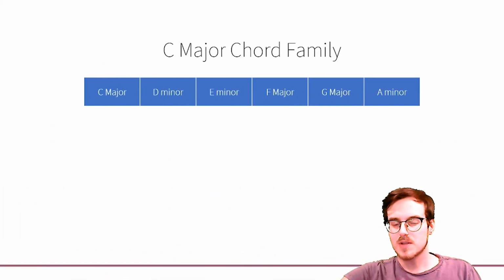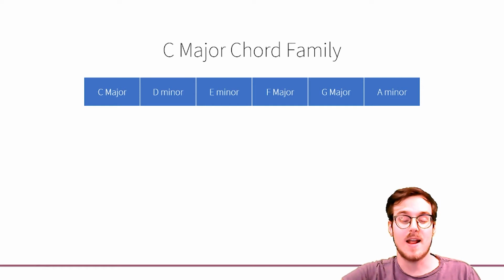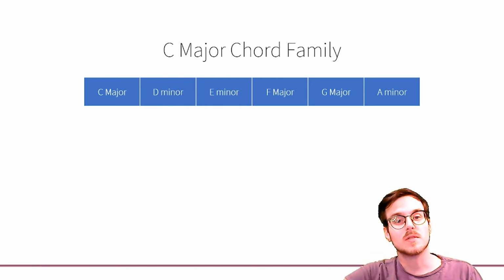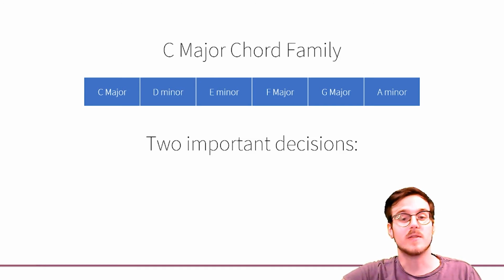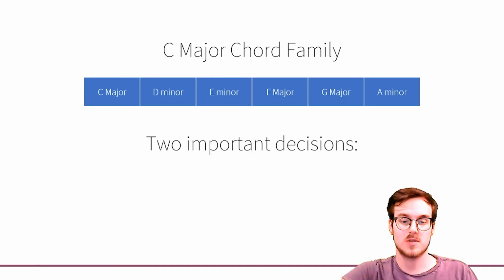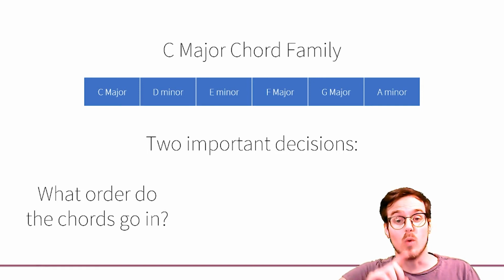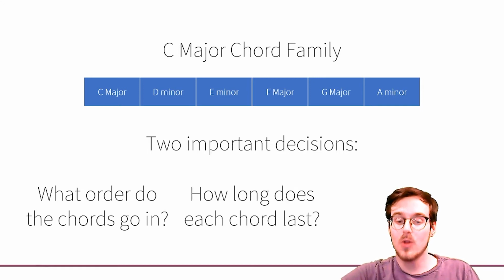So here is our C major chord family written out. C major, D minor, E minor, F major, G major, A minor. We're going to use these as our basic 6 chords for writing chord progressions. Choosing from this basic 6, we have 2 really important decisions. We're going to figure out what order to put the chords in, and we're going to figure out how long are we staying on each chord.